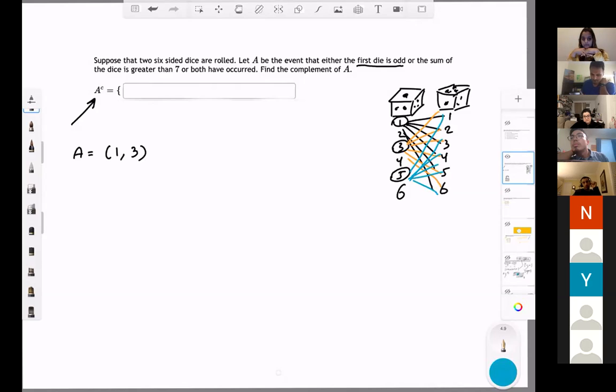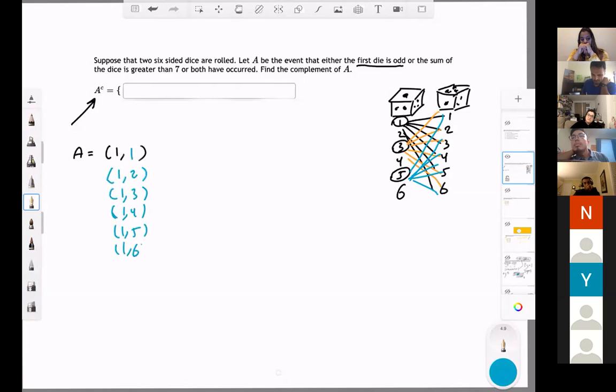So we can write them: 1, 1, 1, 2, 1, 3, 1, 4, 1, 5, 1, 6, correct? That's event A. Then we can have 3, 1, 3, 2. You guys should love this. It takes time, but you know what you're doing, correct? Just the events. I know some of you think, oh my God, who's going to write it? The maximum, we have 36 options, but they are asking us to find the complement, so it's easier.